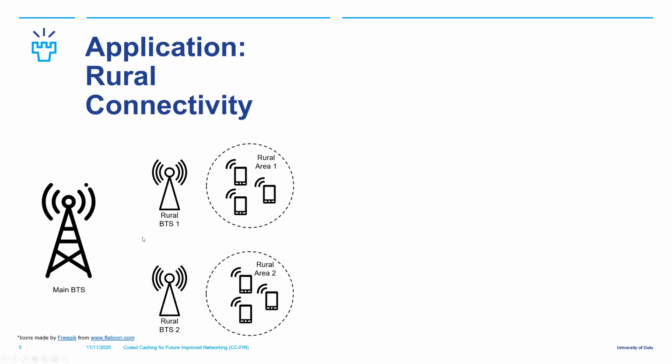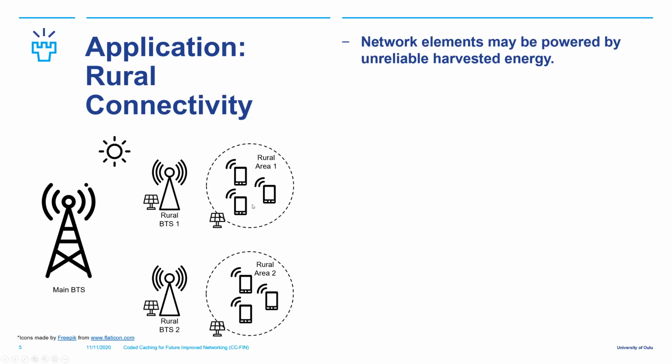In the rural connectivity scenario, we have a main base station, which can be a large tower base station or any other type of base station we have today, and some rural base stations in some rural areas, in each of which there exist some user terminals or user equipments. By rural connectivity, we mean that these rural base stations or rural UEs can be powered by unreliable harvested energy. This can be energy from sun, from wind, or any other source of energy.